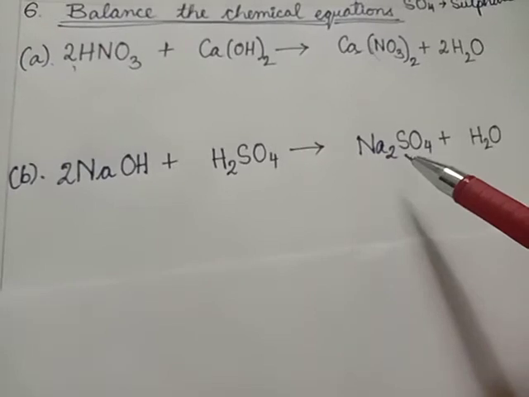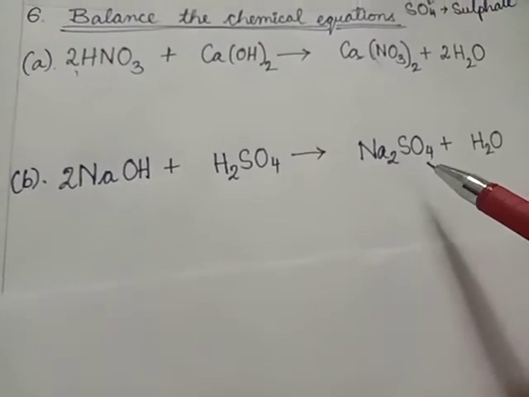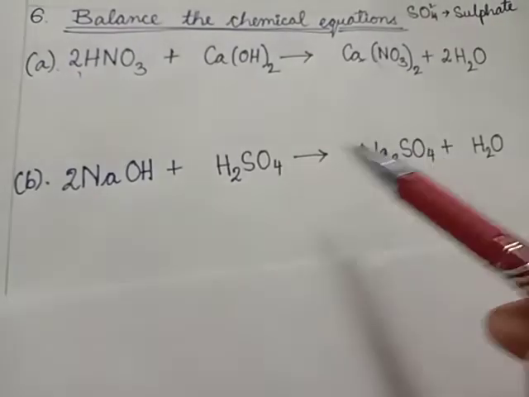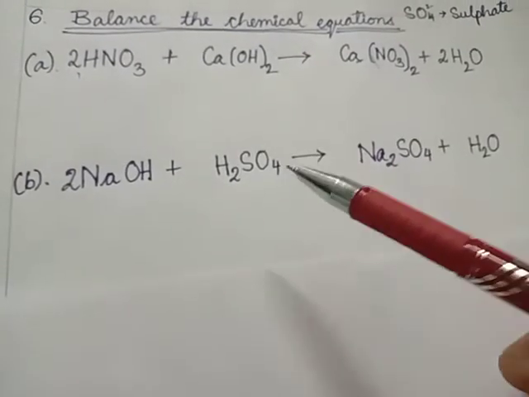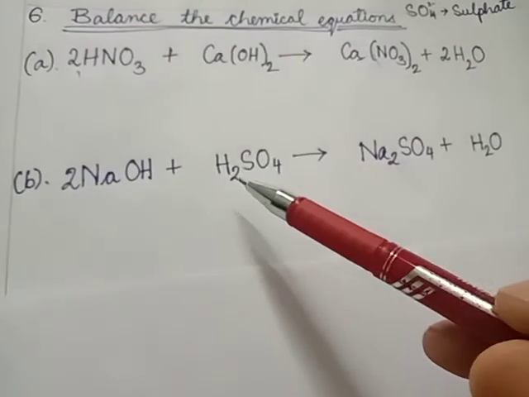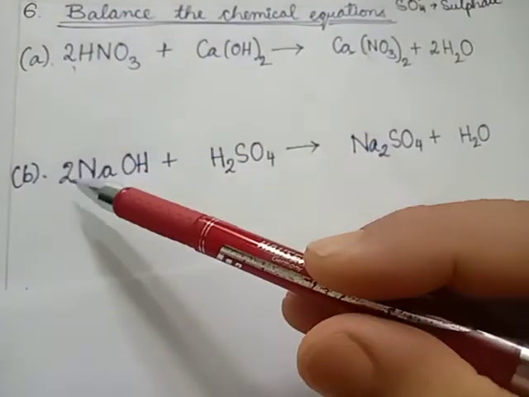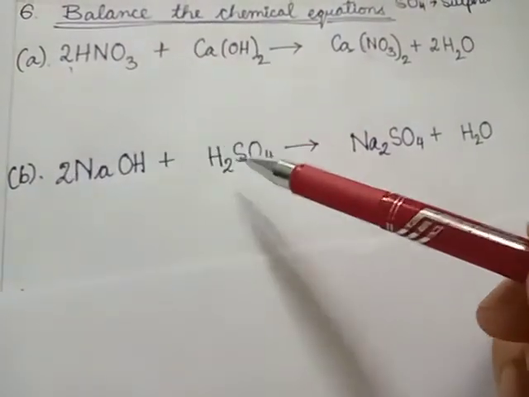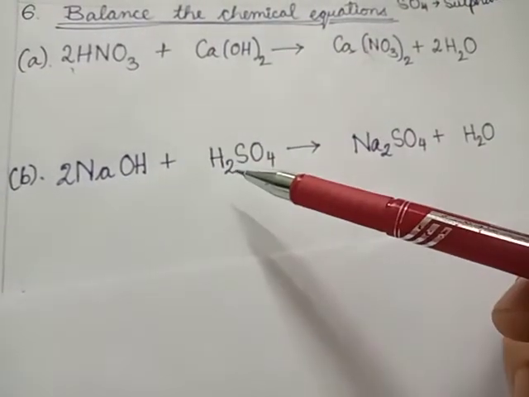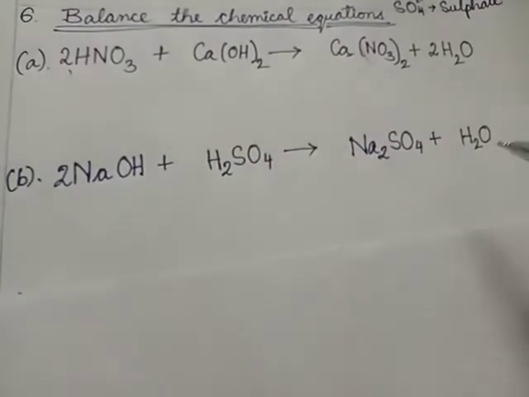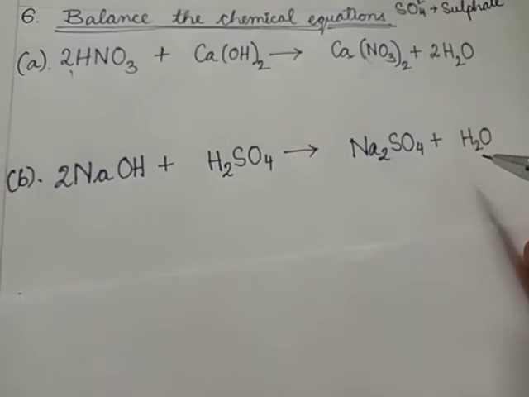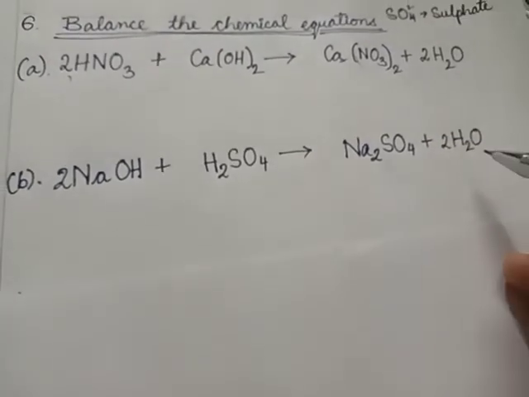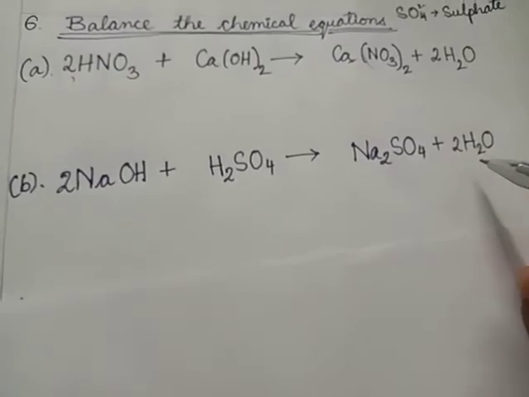Now sulfate, SO4: here there is 1 unit, here also SO4, 1 unit. So sulfate is already balanced. Now what about hydrogen atoms? 2 hydrogen atoms here and 2 hydrogen atoms here. So 2 plus 2, total 4 hydrogen atoms are there. On the product side there are 2 hydrogen atoms, so we'll put a number 2 here. So 2 into 2, 4 hydrogen atoms now.